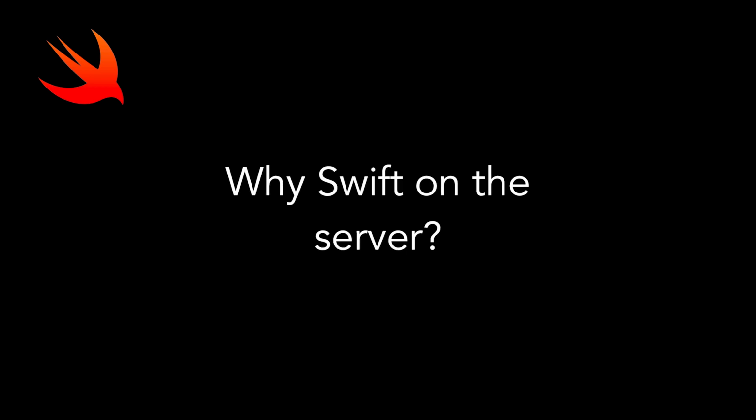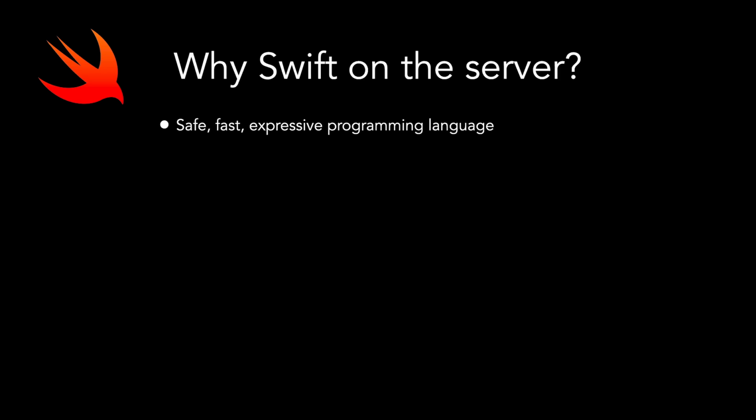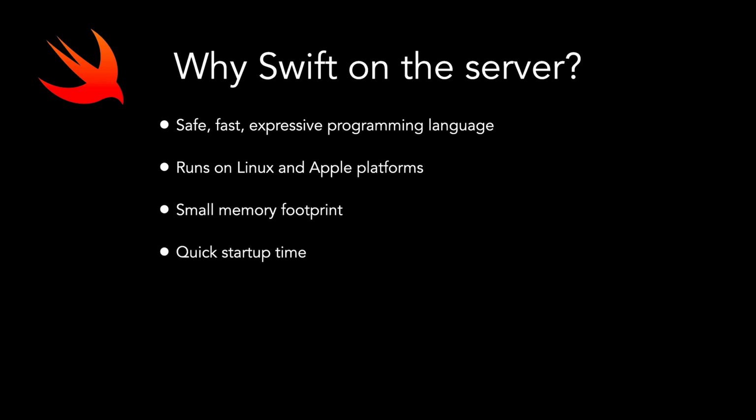To start, let's talk a little bit about why you might want to use Swift on the server. Swift is known for being safe, fast, and expressive. You might think it only runs on Apple platforms, but in fact it runs on Linux as well. Compared to many other popular server languages with automatic memory management, Swift has a small memory footprint and is CPU efficient. Swift applications also start up very quickly, which makes Swift a good fit for cloud services, which are often rescheduled onto new VMs or containers, and for building serverless functions using platforms like AWS Lambda.